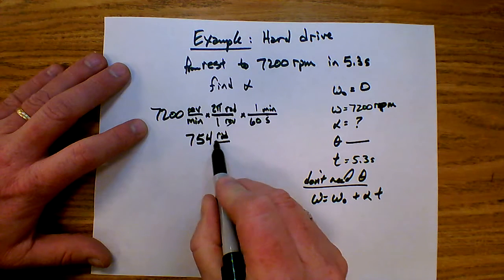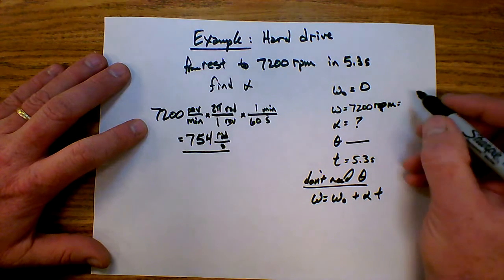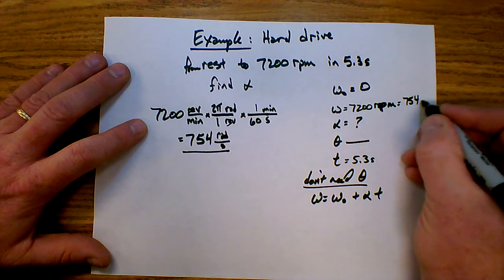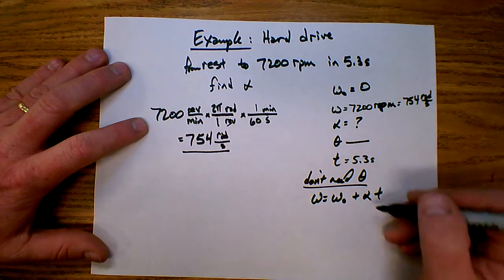And that is now radians per second. So I can take this number and say, oh yeah, that is my final omega: 754 radians per second. Now I've got everything in standard units. I'm ready to plug in.